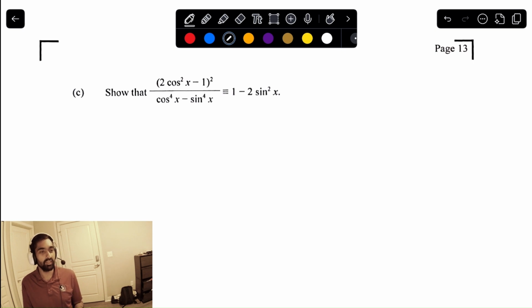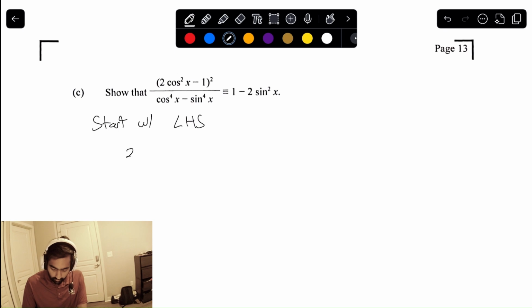If I start with 1 minus 2 sin squared x, what can I do then? Seems a bit difficult, but the left-hand side, because it's complicated, there's so many things I can try. So let's start with the left-hand side. That's (2 cos squared x minus 1) squared all over cos 4x minus sin 4x.